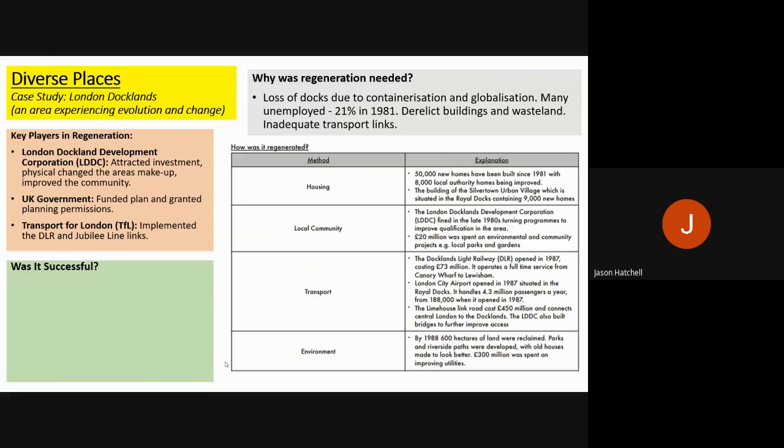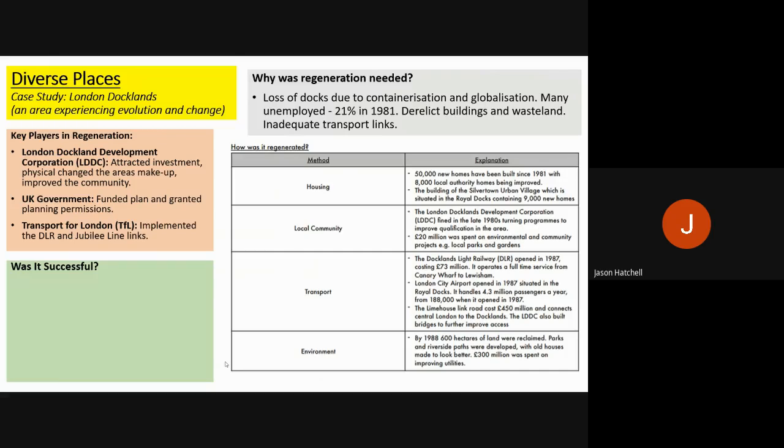The UK government funded the plan and backed the LDDC and granted the planning permissions for the LDDC to carry out the work. And Transport for London is another major player in this, as it implemented the DLR and the Jubilee links.